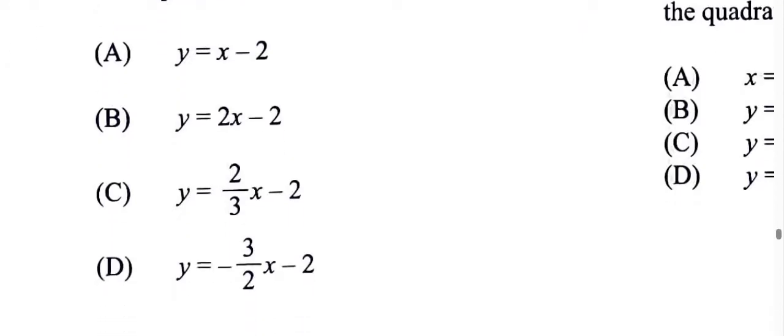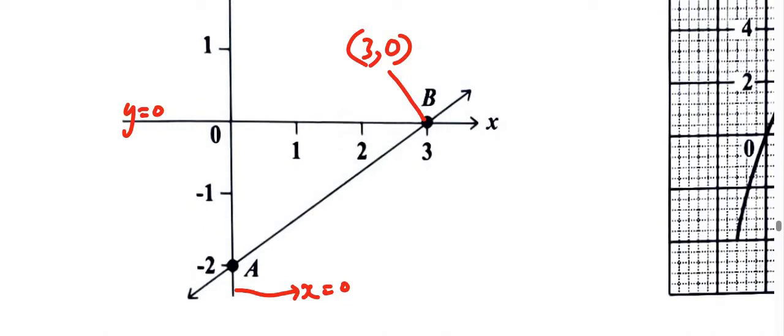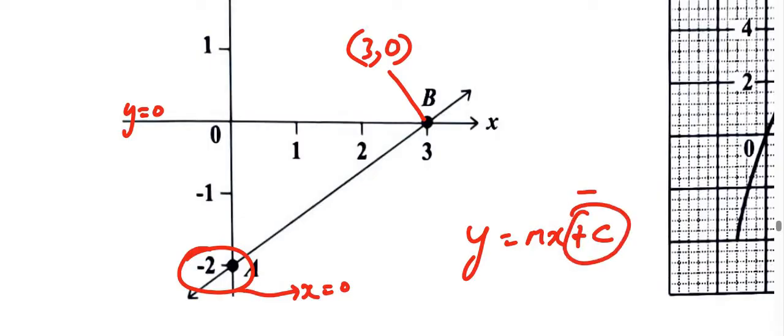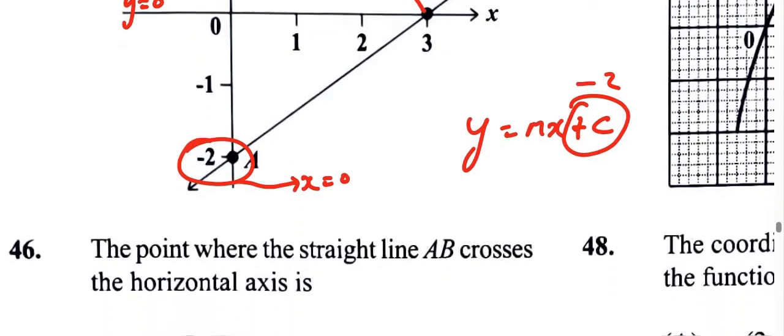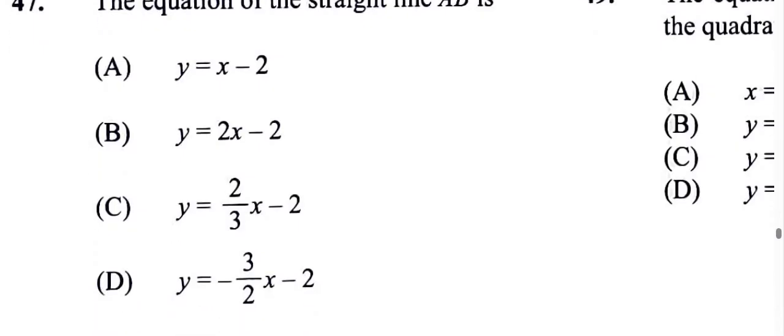Well, we need the gradient to determine that, and we need the y-intercept. The y-intercept is actually where the graph cuts the y-axis. That's -2. So it must be in this form, y equals mx plus c. So we know this portion here should be -2. So we can eliminate, but I think we're going to need more than that. We need to find the gradient, unless they made it really easy for us. You see, we have all -2s, so we can't eliminate like that.